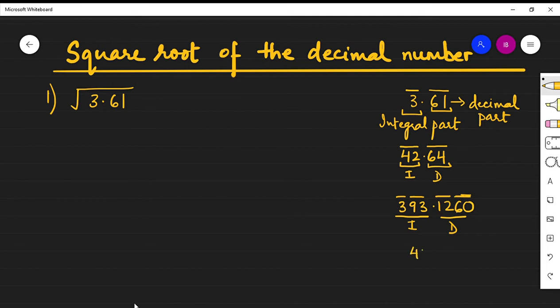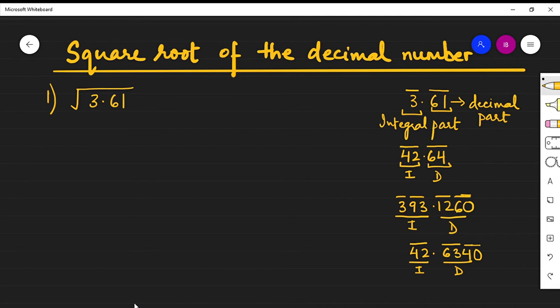Take one more, 42.634. This is the integral, this is the decimal part. So on the integral part, start from right to left. Decimal part, 1 bar on 63, 1 bar on 4. To make the pairing even, put 0. So this is another group consisting of the digits 40.